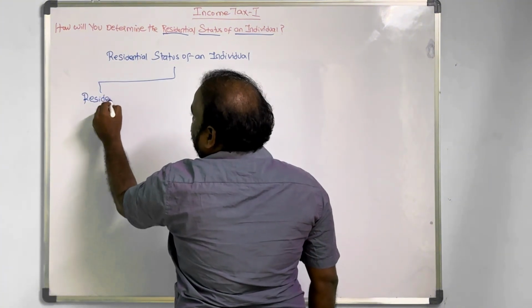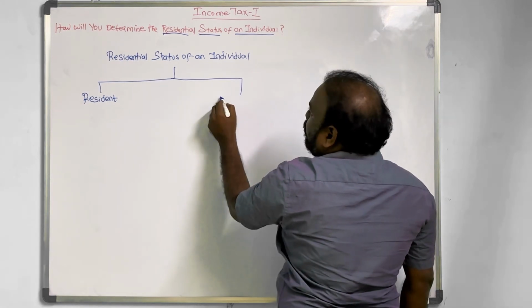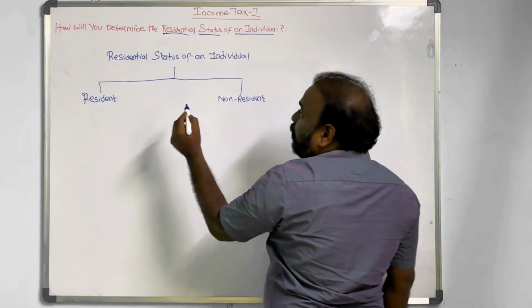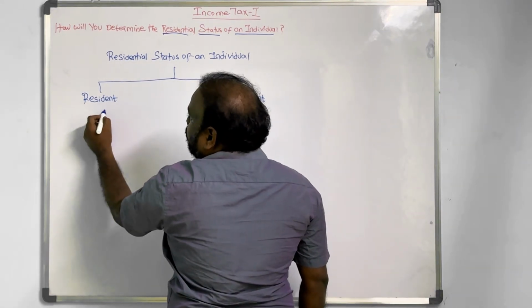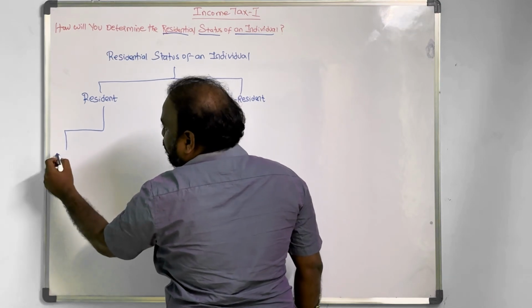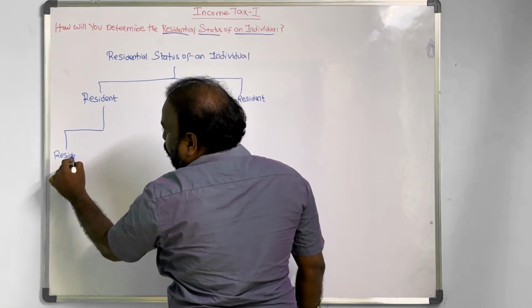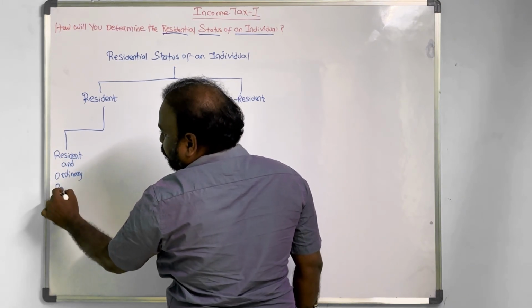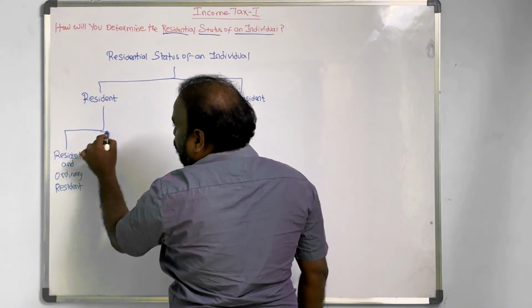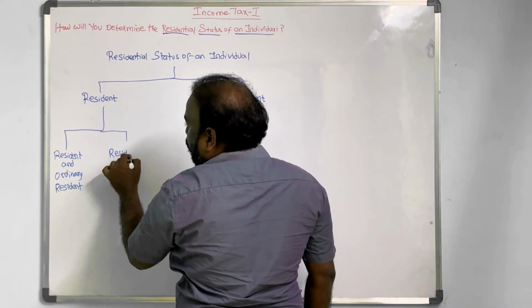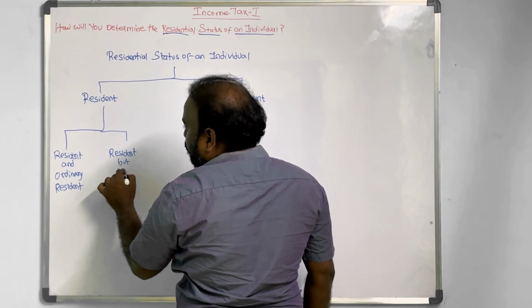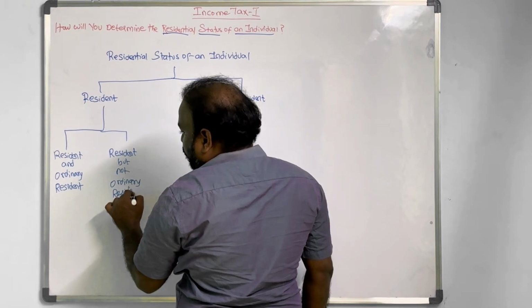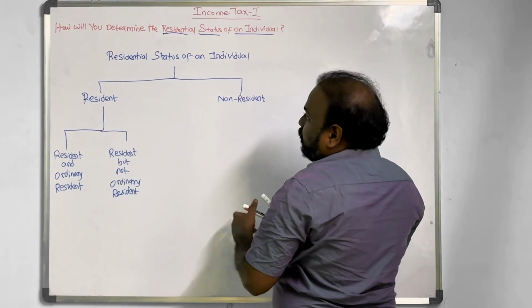First of all, we have to find out whether an individual is a resident or non-resident. Once we find that an individual is a resident, we go for further classification: whether he is a resident and ordinary resident, or resident but not ordinary resident. We can find these out only with the help of certain conditions.